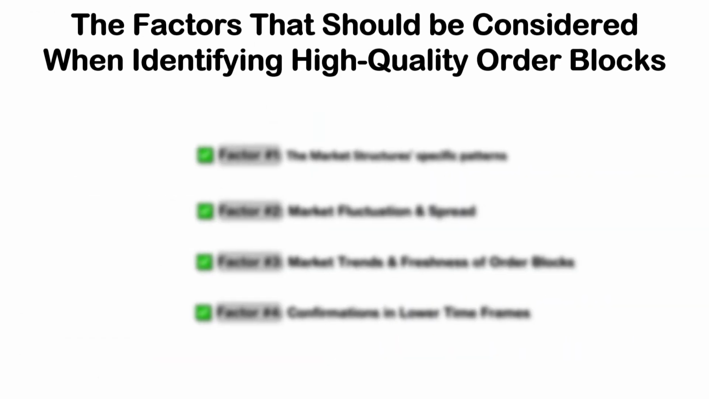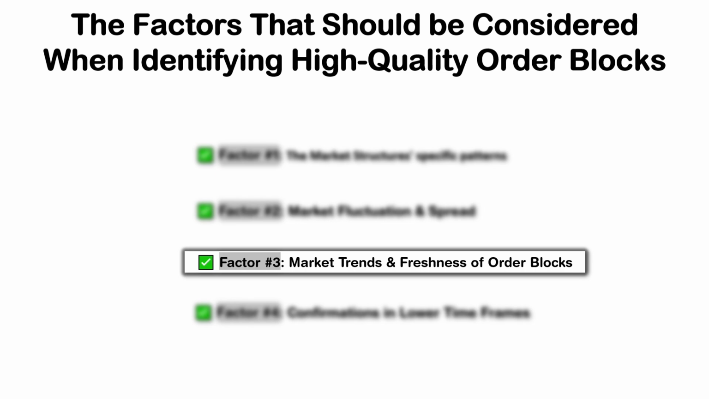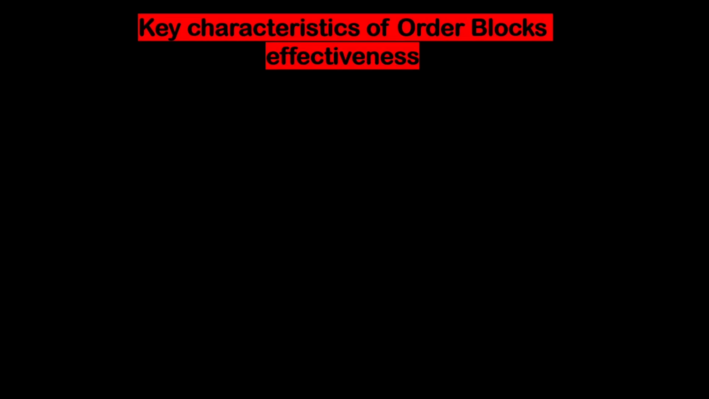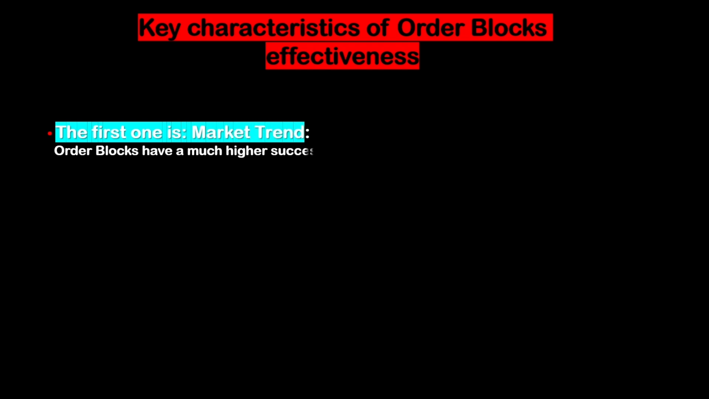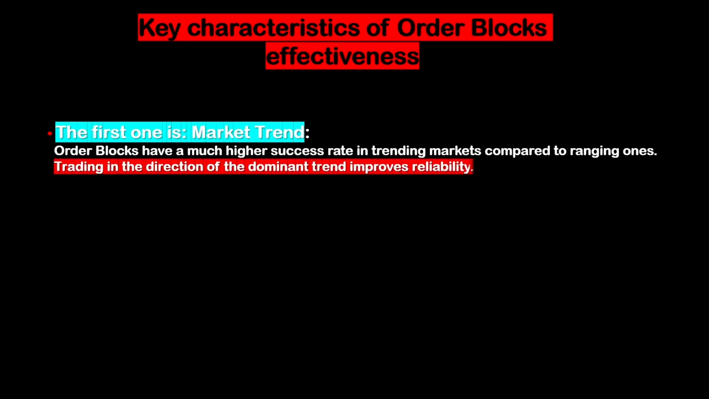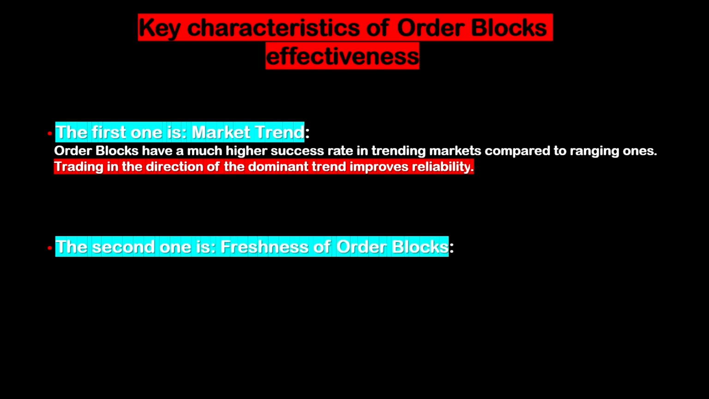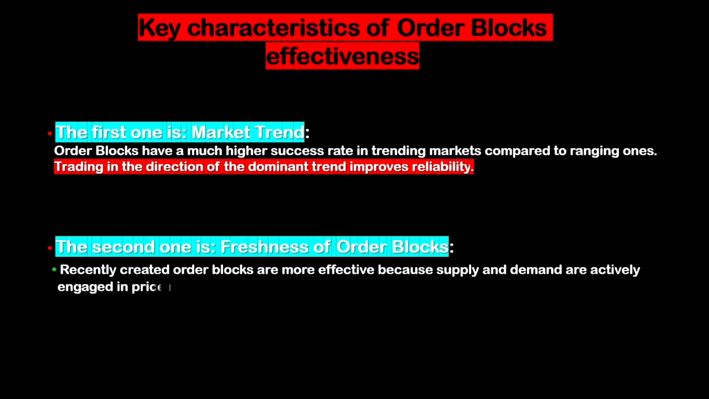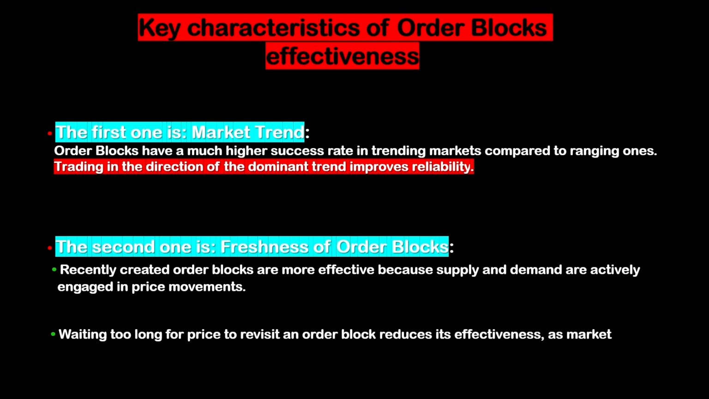The third factor you should consider is market trends and freshness of order blocks. The effectiveness of order blocks depends on two key characteristics. The first one is market trend. Order blocks have a much higher success rate in trending markets compared to ranging ones. Trading in the direction of the dominant trend improves reliability. The second one is freshness of order blocks. Recently created order blocks are more effective because supply and demand are actively engaged in price movements. Waiting too long for price to revisit an order block reduces its effectiveness as market conditions are constantly evolving.